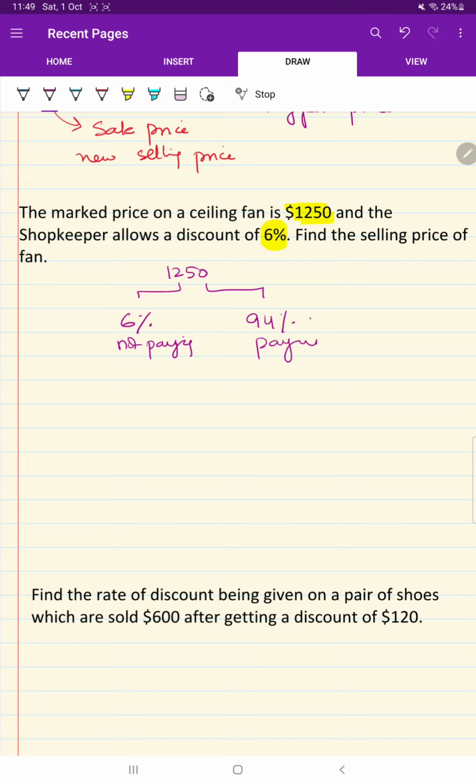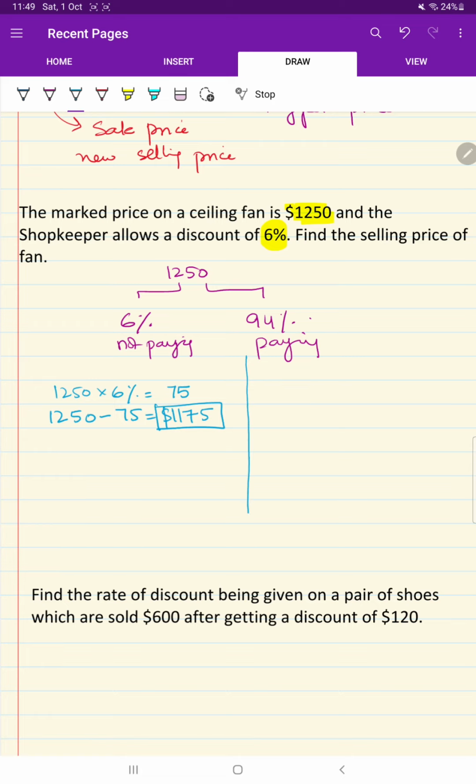So you can do it two ways, okay? One, you can calculate 6% of 1250, which is 75, and you can deduct it from 1250, which will give me 1175, I think. Yes. Right. So this is my new price.